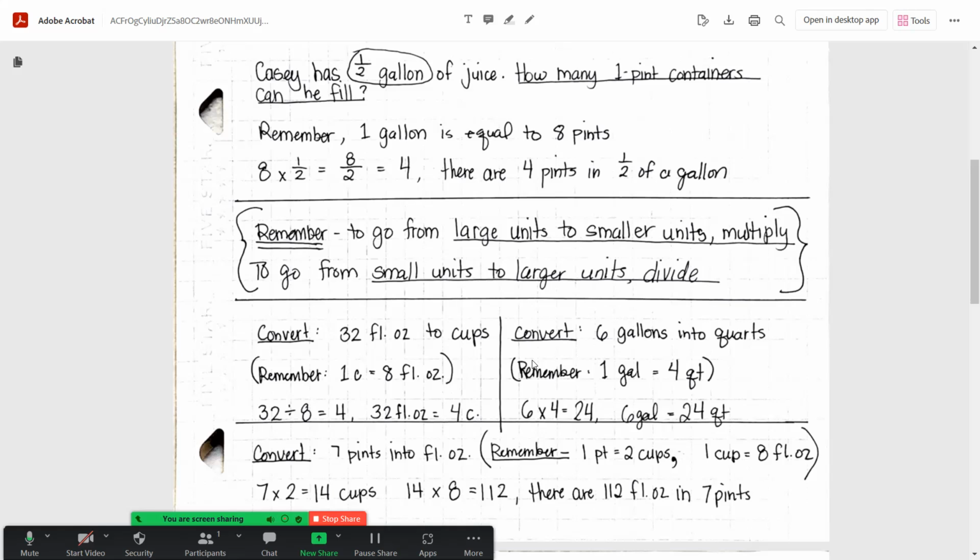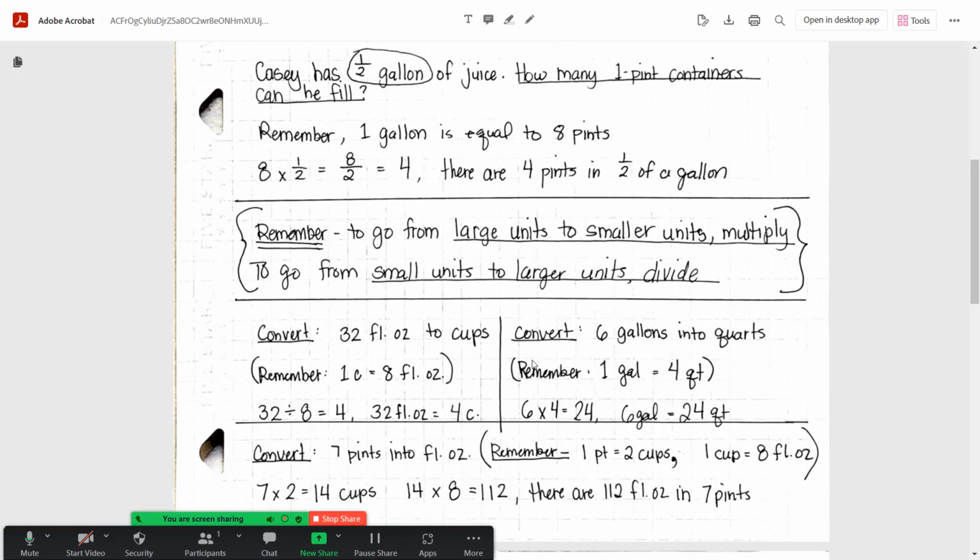Now, since this is an improper fraction, I need to convert it either into a whole number or a mixed number. And you can think about this by thinking about how many groups of 2 go into 8, or 8 divided by 2 is equal to how much, and that equals 4. So there are 4 pints in 1/2 of a gallon.